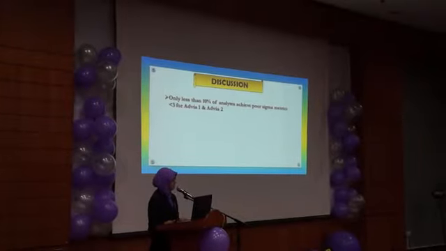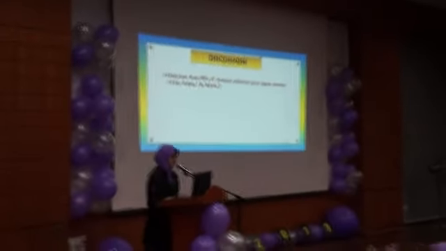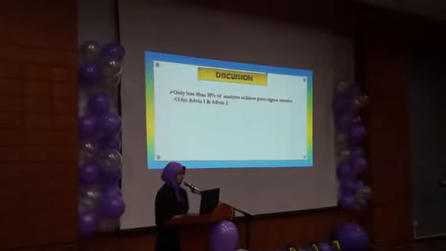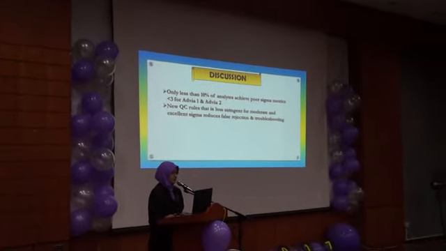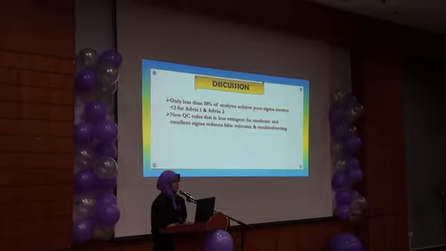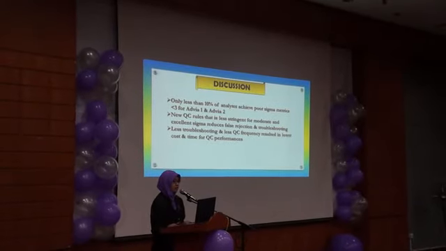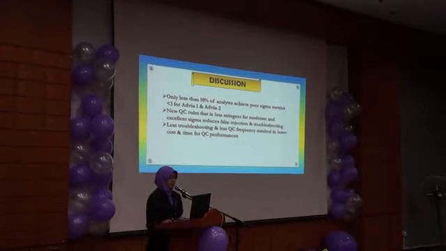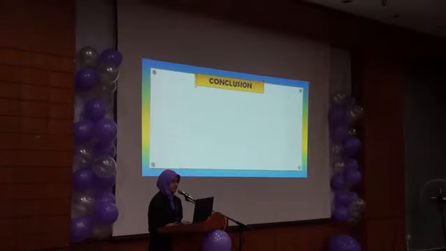So for discussion, only less than 10% of analytes in my lab achieve poor sigma metric. The new QC rule that is less stringent for moderate and excellent sigma reduces false rejection and troubleshooting, and therefore we can save cost and time for QC performance.